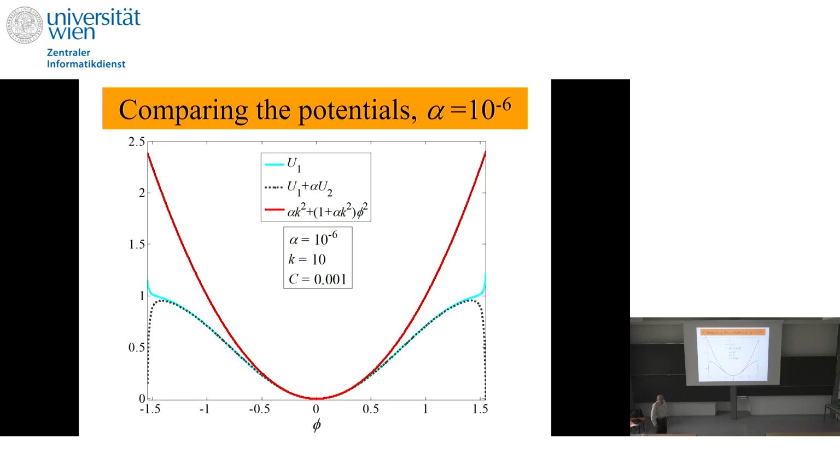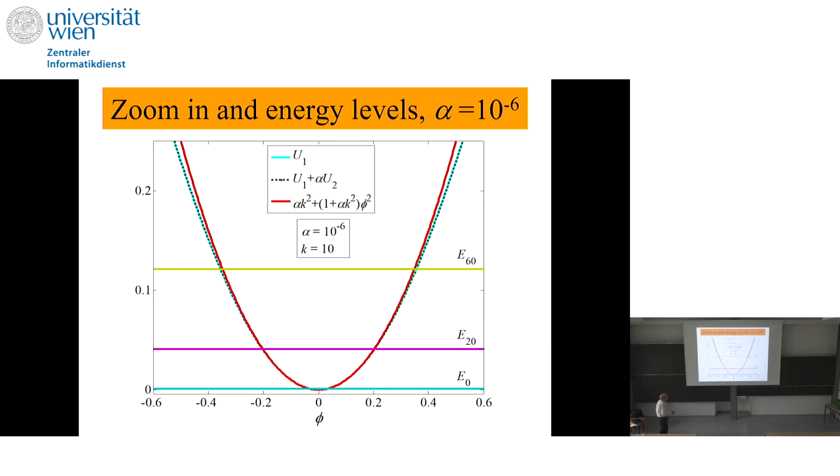The dashed line is the exact potential, U1 plus alpha U2. This light blue one is the approximate solution U1, and you see that U1 agrees with the full solution up to very close to the poles. At the poles, there are, of course, some differences. And the red curve is the parabolic approximation of U1, of the approximate potential.